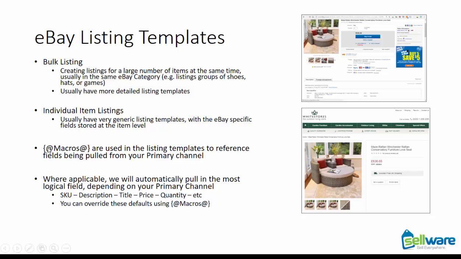Those macros are delineated with, I guess, this taxonomy with the bracket and the @ symbol and the name of the macro in between. And we'll cover that in more detail. But where applicable, we will pull automatically the correct field in for you. Since we do support so many e-commerce channels, sometimes the name might not be what you expect, but for the generic and usual suspects, things like SKU, descriptions, UPC, title, price, quantities, images, we have mapped most of those out automatically. So usually you're using macros when you want to do an override of some sort.